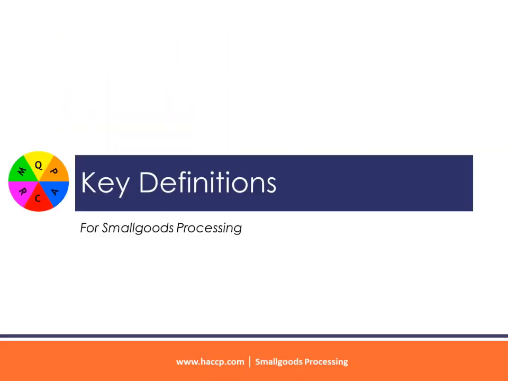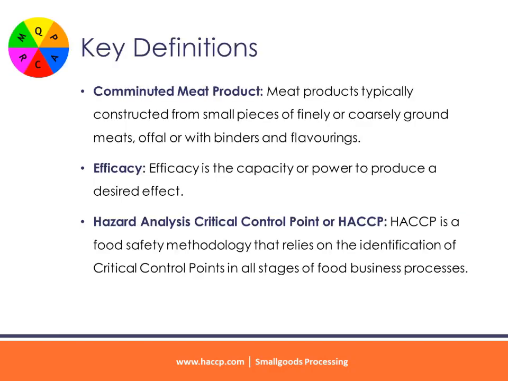Smallgoods Processing. Key definitions for smallgoods processing. Comminuted meat product. Meat products typically constructed from small pieces of finely or coarsely ground meats, offal or with binders and flavorings. Efficacy. Efficacy is the capacity or power to produce a desired effect.